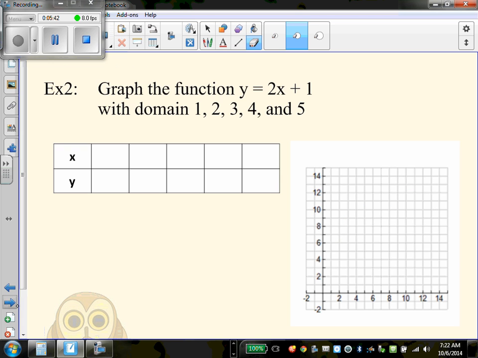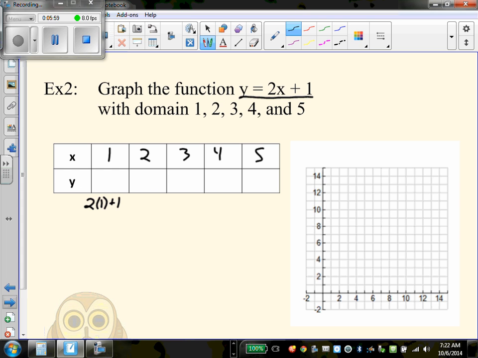All right, next example. Graph this function with domain 1, 2, 3, 4, and 5. All right, so domain first, 1, 2, 3, 4, and 5. And then we plug them into the function, which is y equals 2x plus 1. So 2 times 1 plus 1, that's 2 plus 1, which is 3.